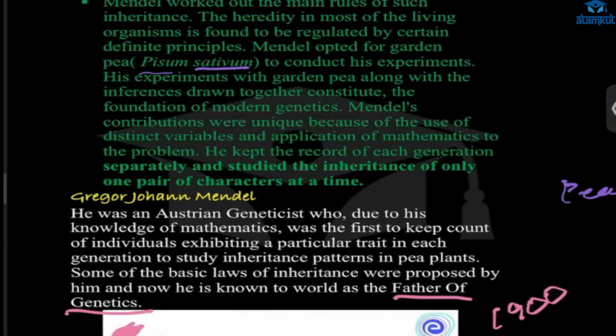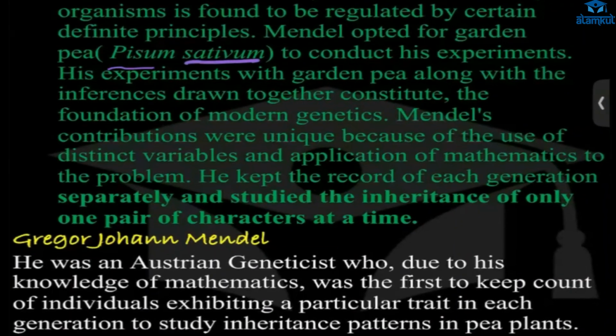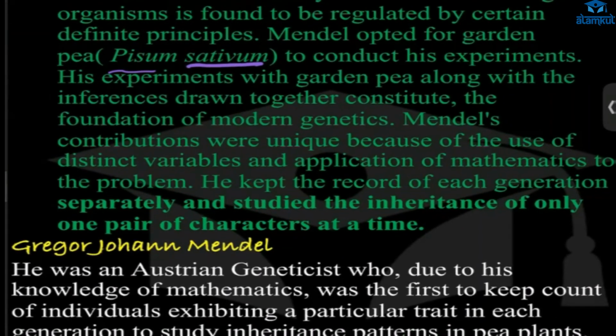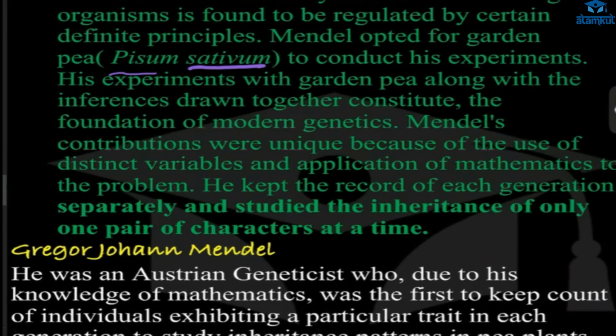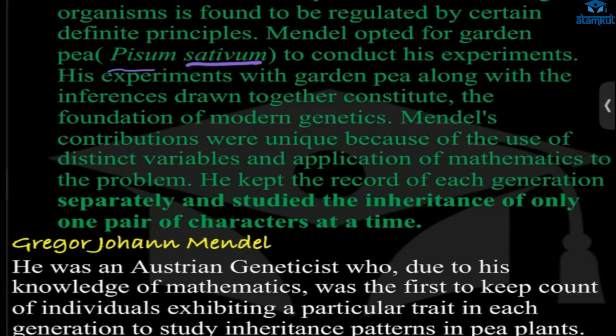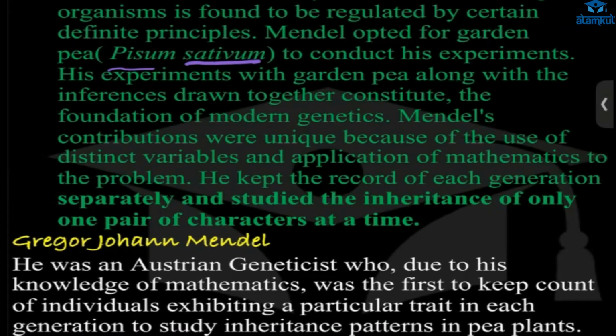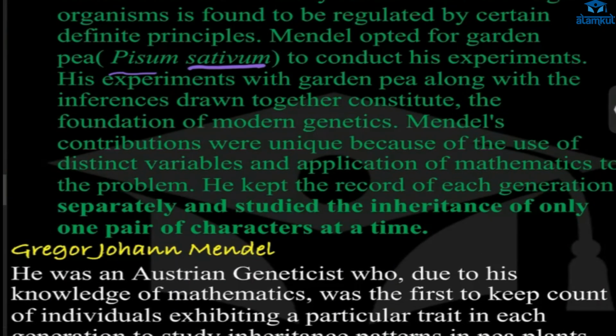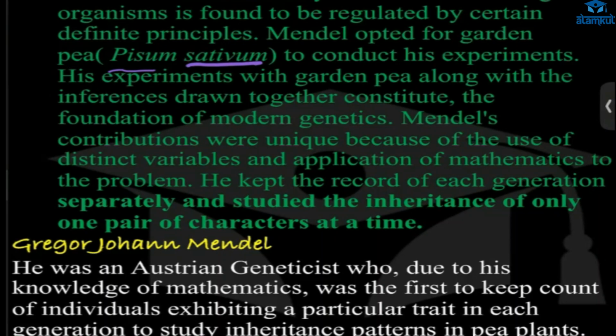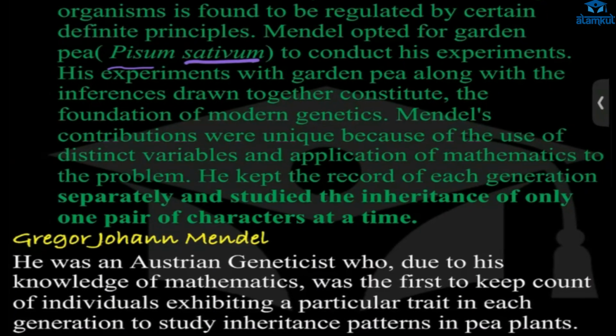Ma'am, I have a question. How is this pea plant similar to humans? Similar to humans? No, it is not similar to humans, because the chromosome number will be different. We have a different number of chromosomes.